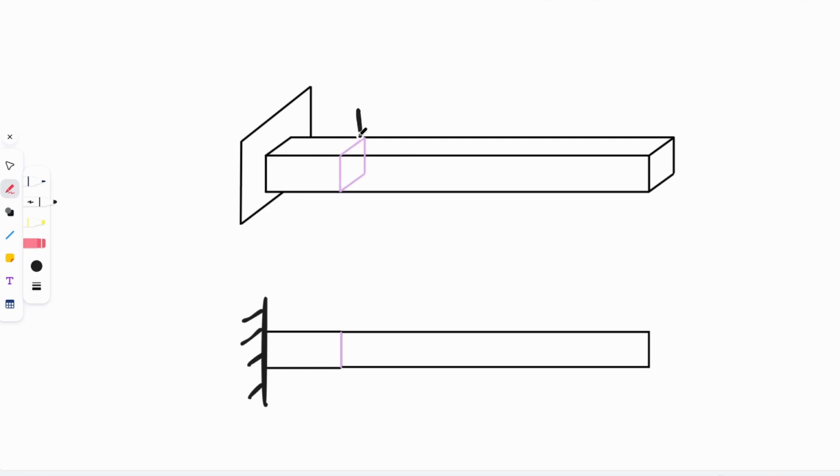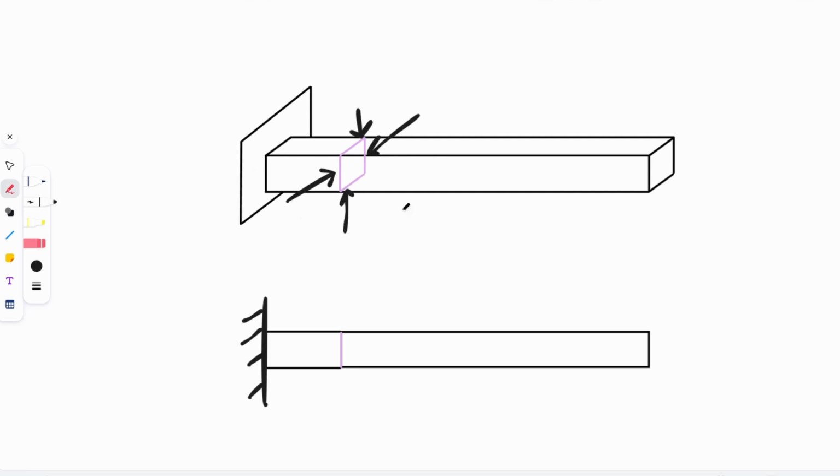Any force which is parallel to it, right? Parallel to that cross section is going to be a shear force. So something like this is perpendicular to the cross section, so this is not shear force, but this is parallel, so this is what we call shear force. Now that force can also be like this, or like this, or even like this, okay?